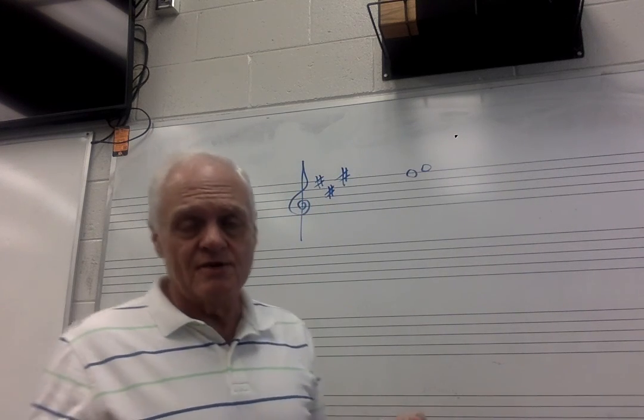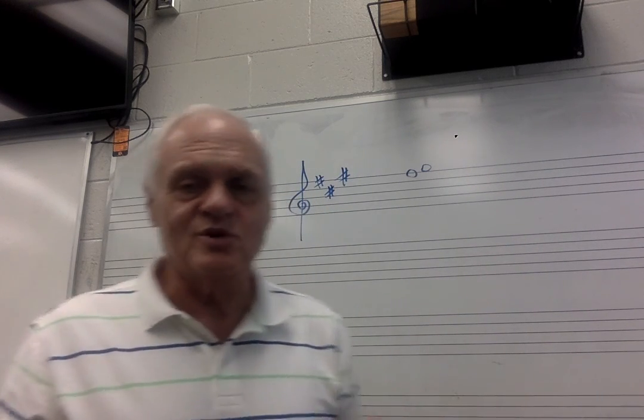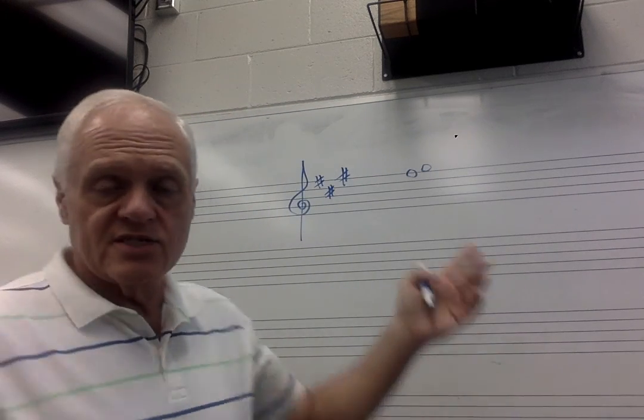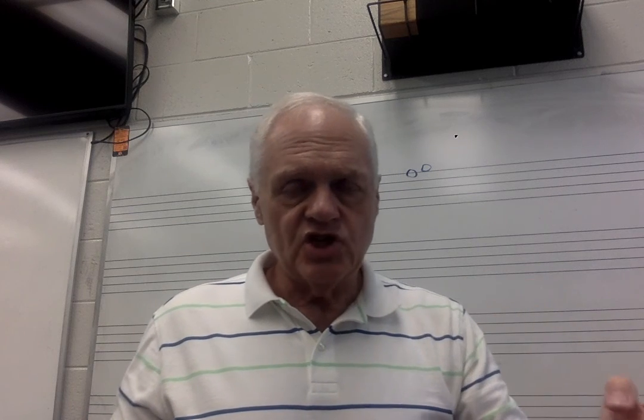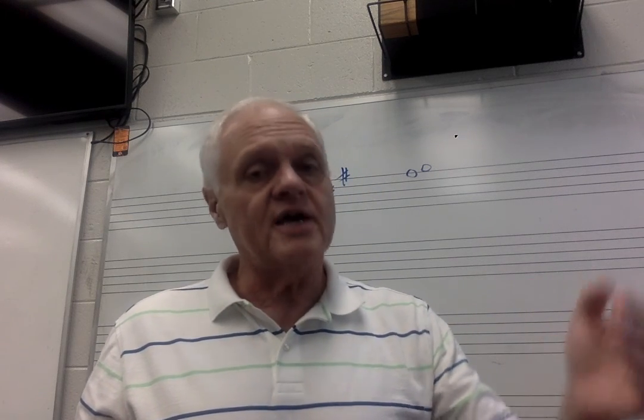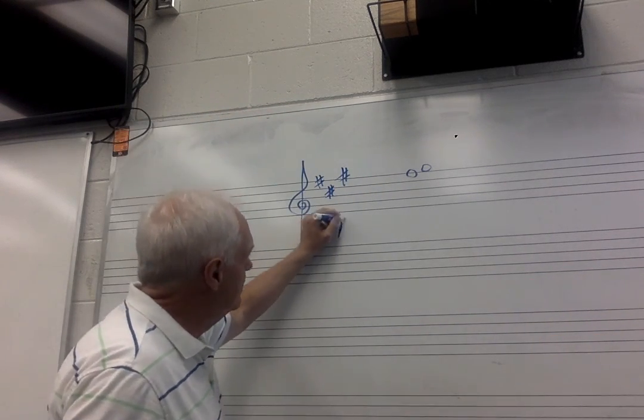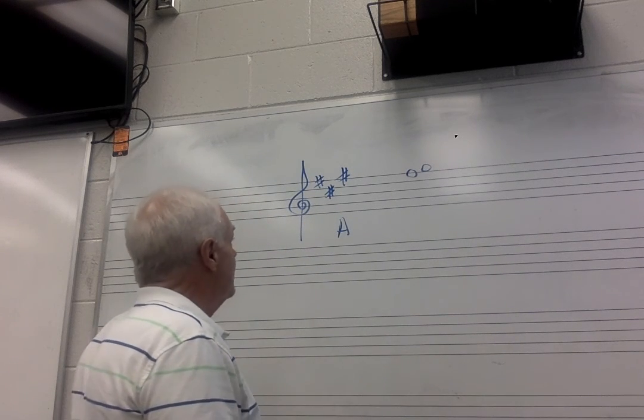So what comes after G in the musical alphabet? I may have explained this last week, but just in case, what comes after G? A, B, C, D, E, F, G, and that's the end of the musical alphabet. So what's next? It's A. So this is the key of A. Okay, so I want to make sure we're clear about that.